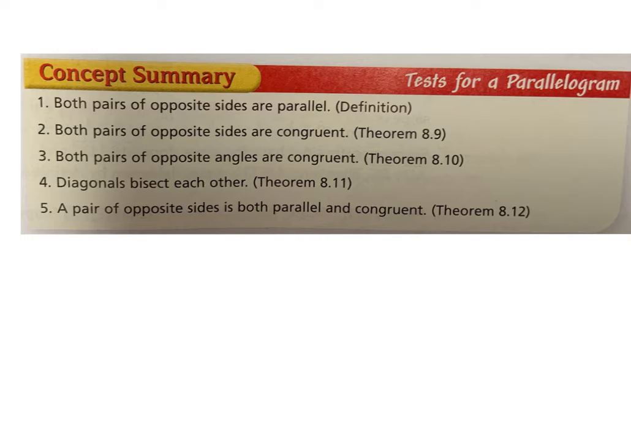Let's look at the concept summary, just the tests for parallelograms. Both pairs of opposite sides are parallel, then yes. Both pairs of opposite sides are congruent, then yes. Both pairs of opposite angles are congruent, then yes. Diagonals bisect each other, then yes. A pair of opposite sides is both parallel and congruent, then yes. So these are basically the 5 things you can look for to decide if you have a parallelogram.